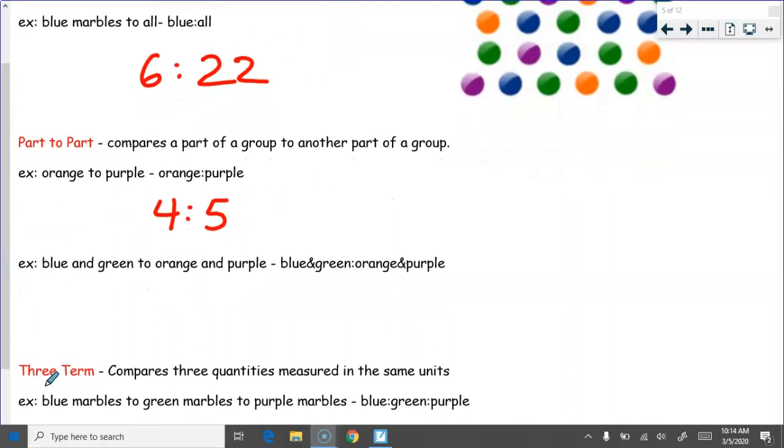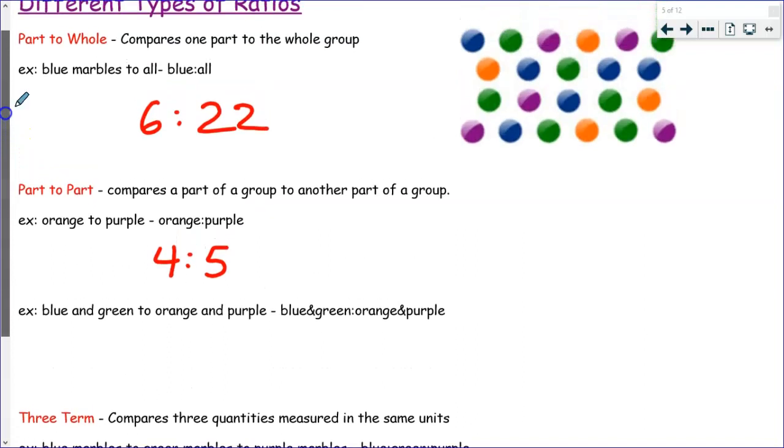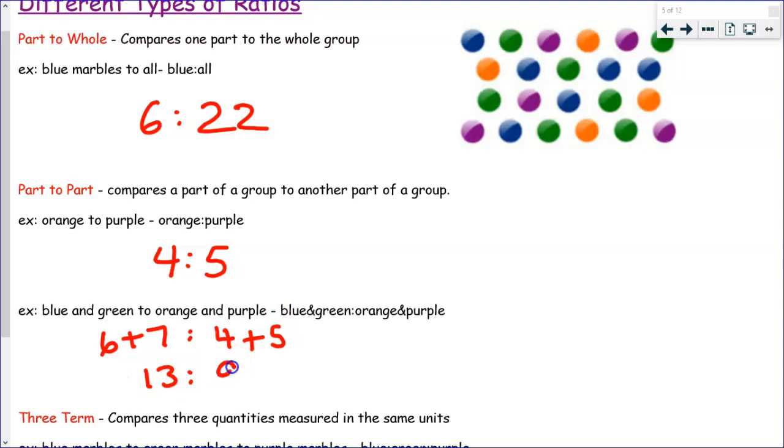And taking that a step further, we can lump some together here. So if we have blue and green to orange and purple, we would do this. So blue is 6 and green is 7, comparing to orange, which is 4, and purple, which is 5. So this would be a 13:9 ratio comparison.